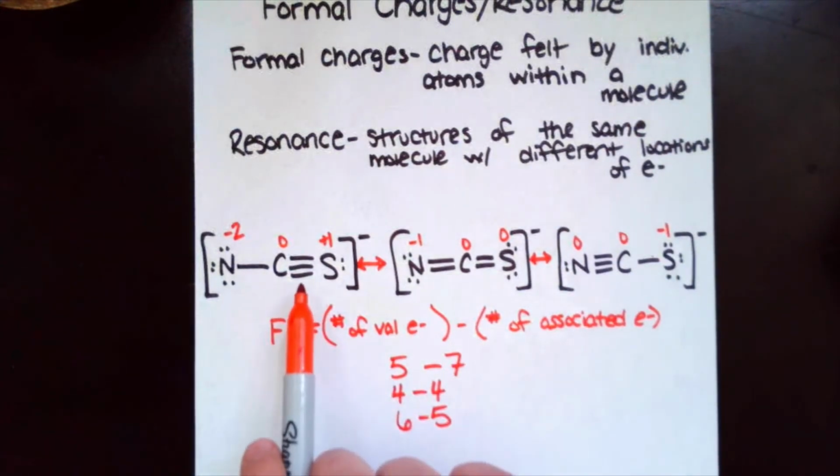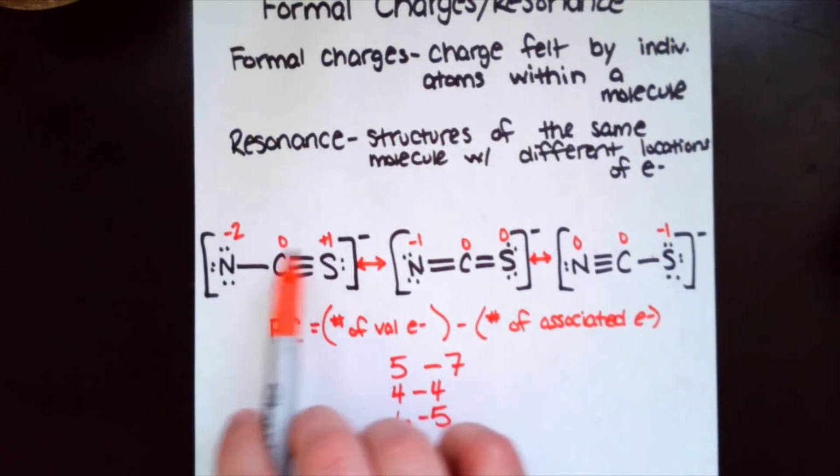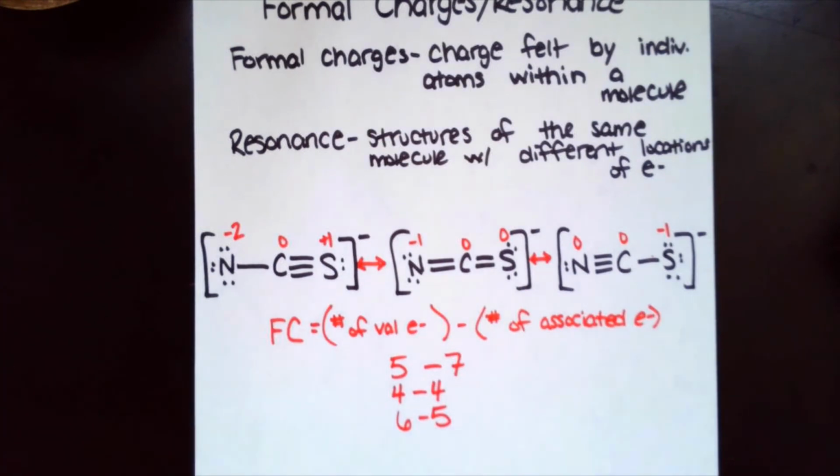So this structure here on the left has certainly more non-zero formal charges than these other two, so that's going to be our least favorable resonance structure. Again, it is still a plausible resonance structure, but it would contribute the least to the weighted average.